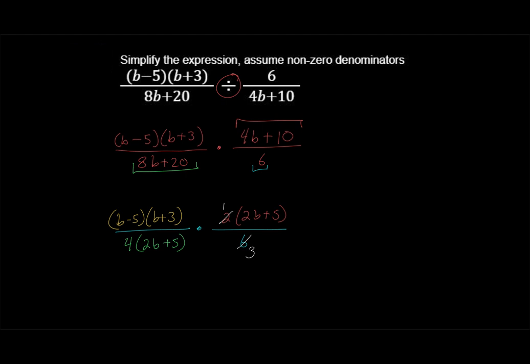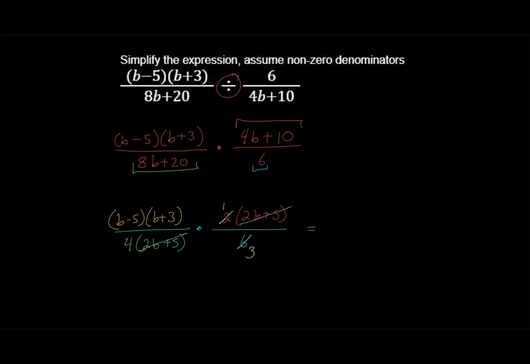Let's see, we also have, it looks like 2b plus 5 on top and 2b plus 5 on the bottom. Two fractions are connected by multiplication, so we can cancel them out. Now we just have to finish this off and write it as one fraction.